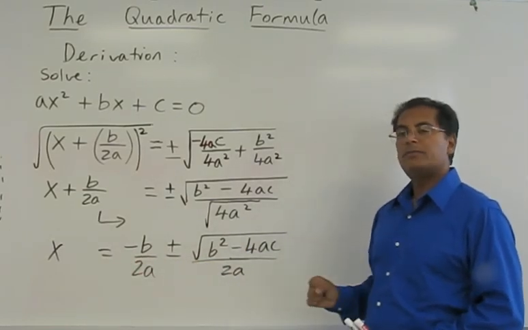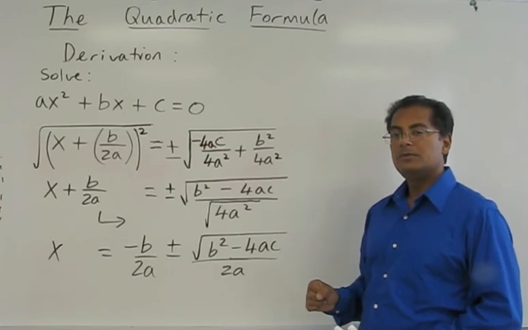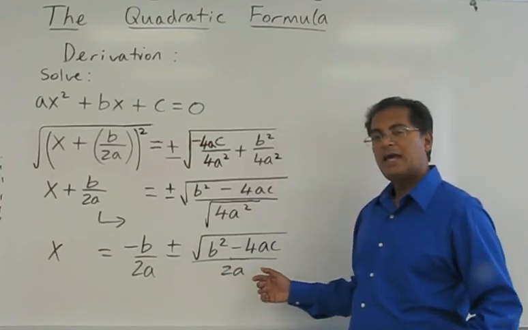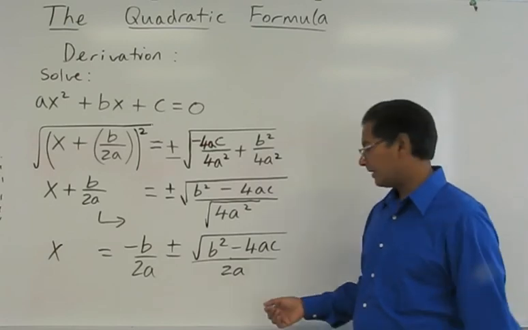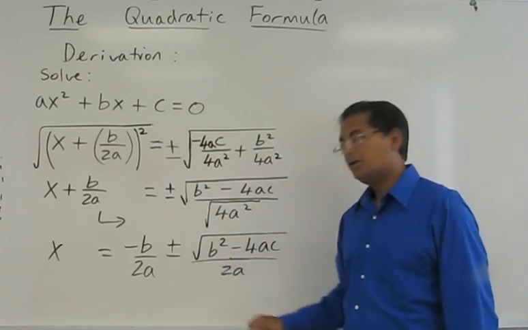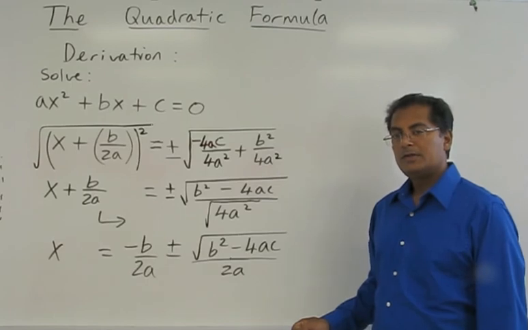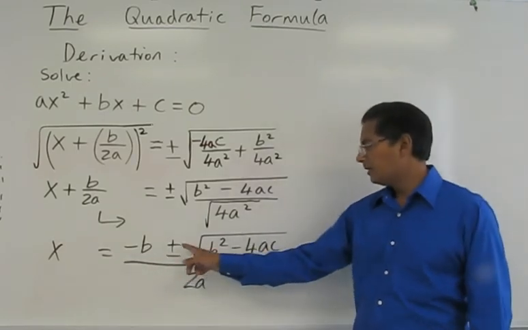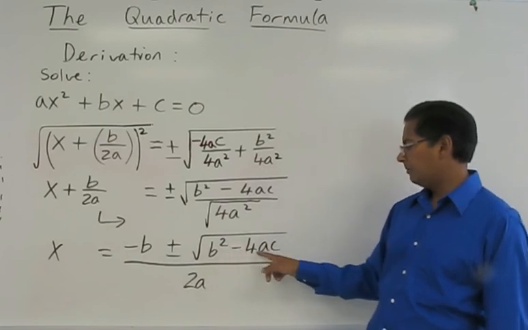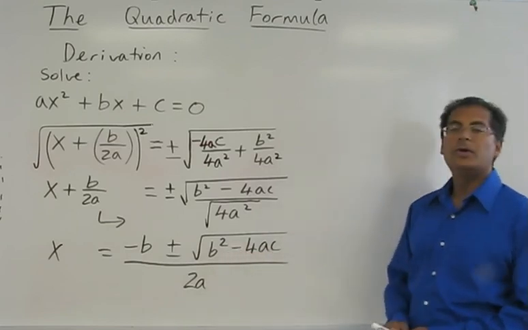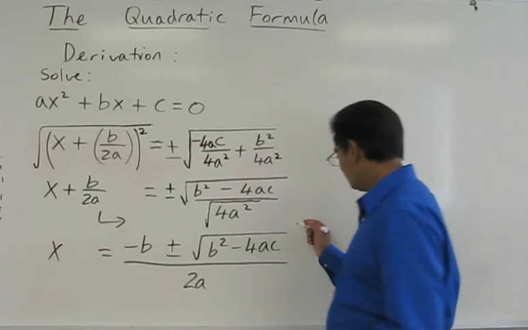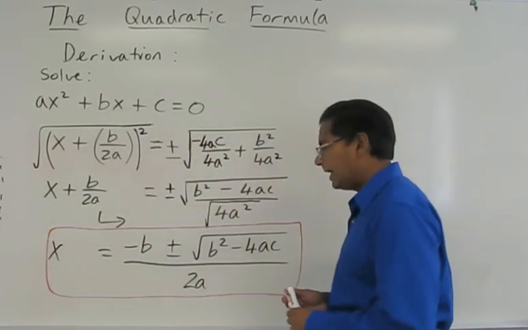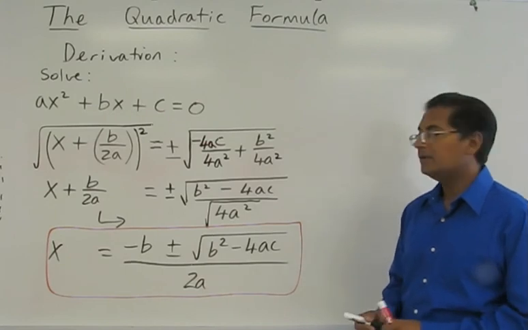However, there's one more simplification that we can do. Notice here we have the same denominator, 2a and 2a. So we can just combine these fractions and have it sitting over one denominator. In other words, we have x equal to negative b plus or minus the square root of b squared minus 4ac over 2a. And that is the quadratic formula.